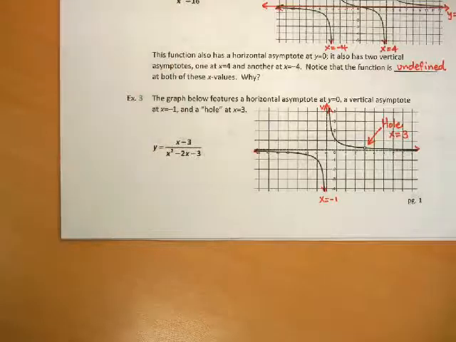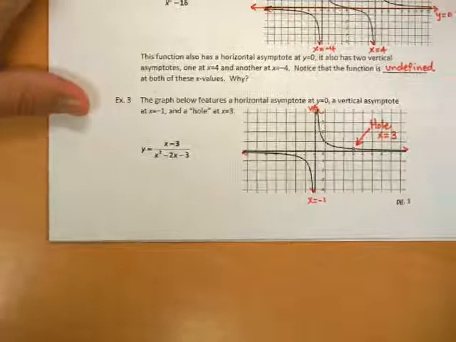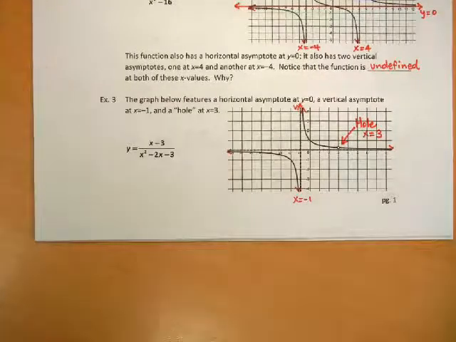We'll pick this up on page 2, and on page 2 I'm going to show you how to find these holes and vertical asymptotes and tell the difference between the two.